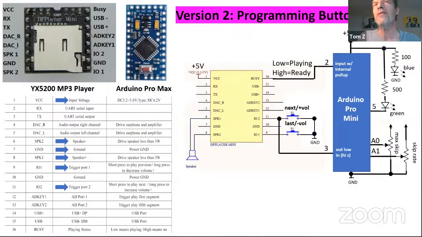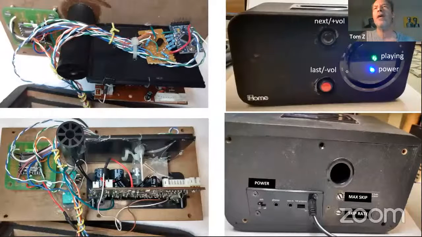Now, version 2, I thought, well, I get tired of hearing my 1 day's worth of music in the same sequence. So I thought the simplest way to make it randomly select was take a microprocessor like an Arduino and basically just randomly push the next button every time it finishes playing a song. And it finished playing a song because this line busy goes high when it finished playing a song. And so I built it, and I'll show you how I built it.